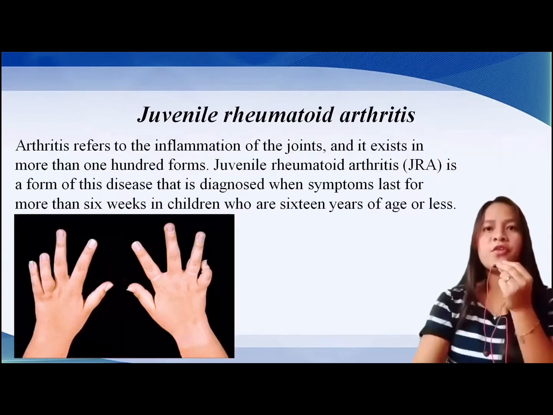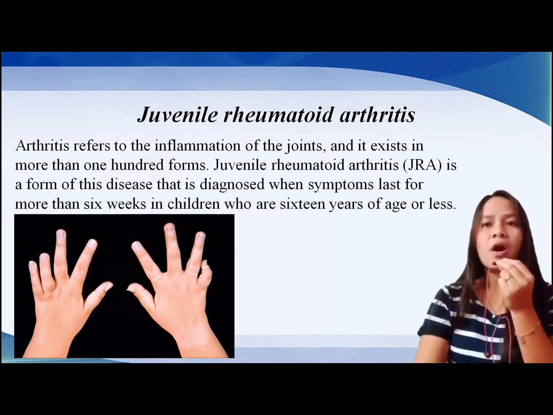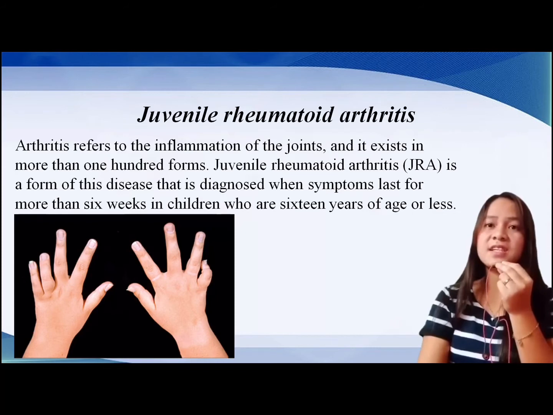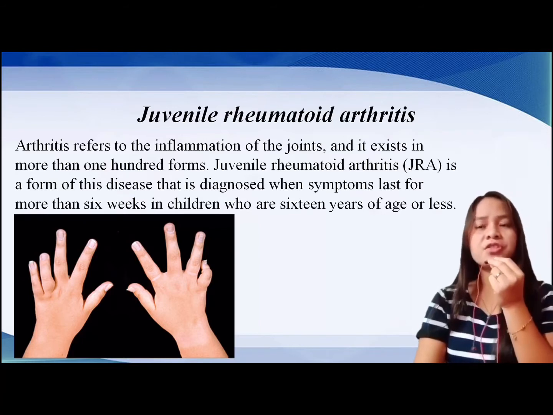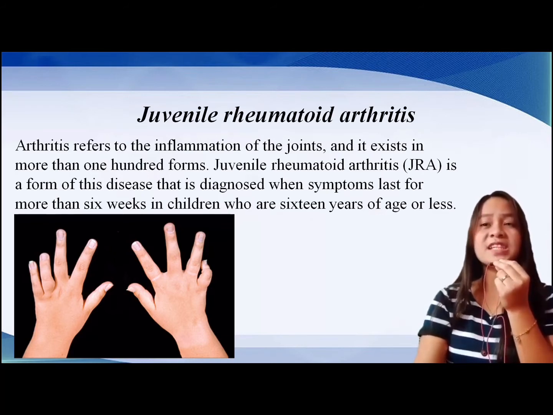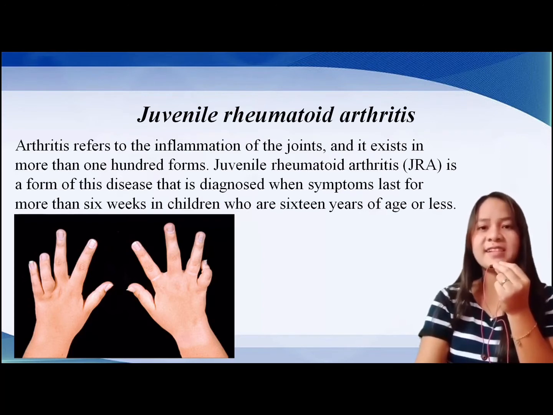Juvenile rheumatoid arthritis. So, arthritis refers to the inflammation of the joints, and it exists in more than 100 forms. Juvenile rheumatoid arthritis, or JRA, is a form of this disease that is diagnosed when symptoms last for more than 6 weeks in children who are 16 years of age or less.